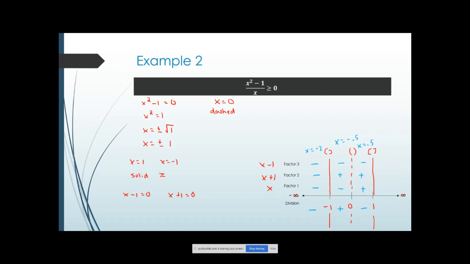Now I want to pick a number that's larger than 1. Let's say we pick 2. So 2 minus 1 is 1, so that's positive. 2 plus 1 is 3, that's positive. x is 2, positive, and all those positives are going to give us a positive.